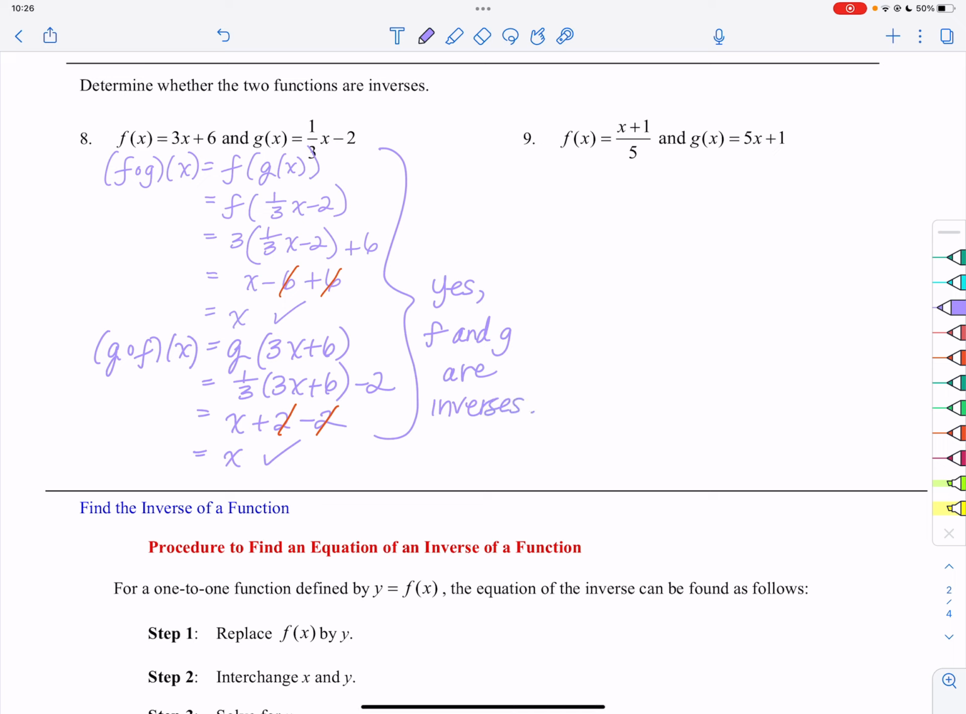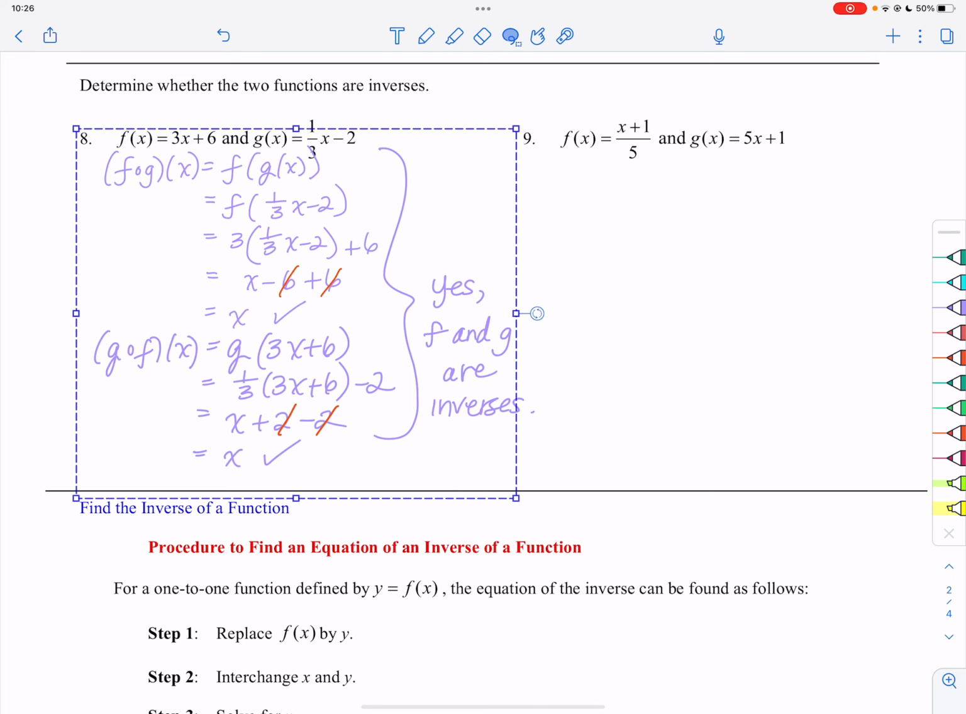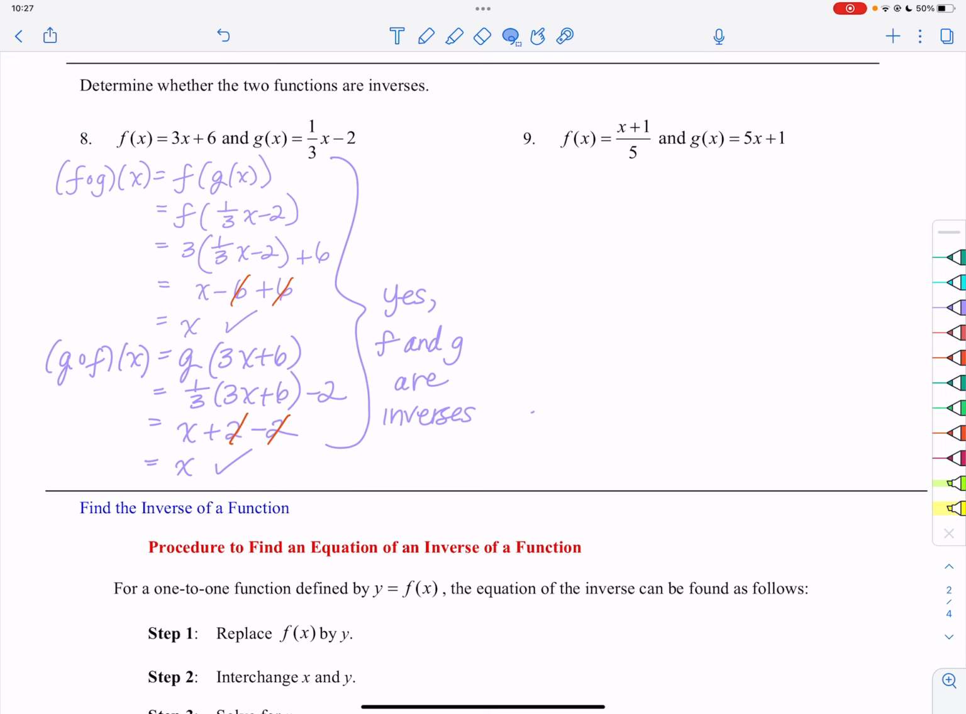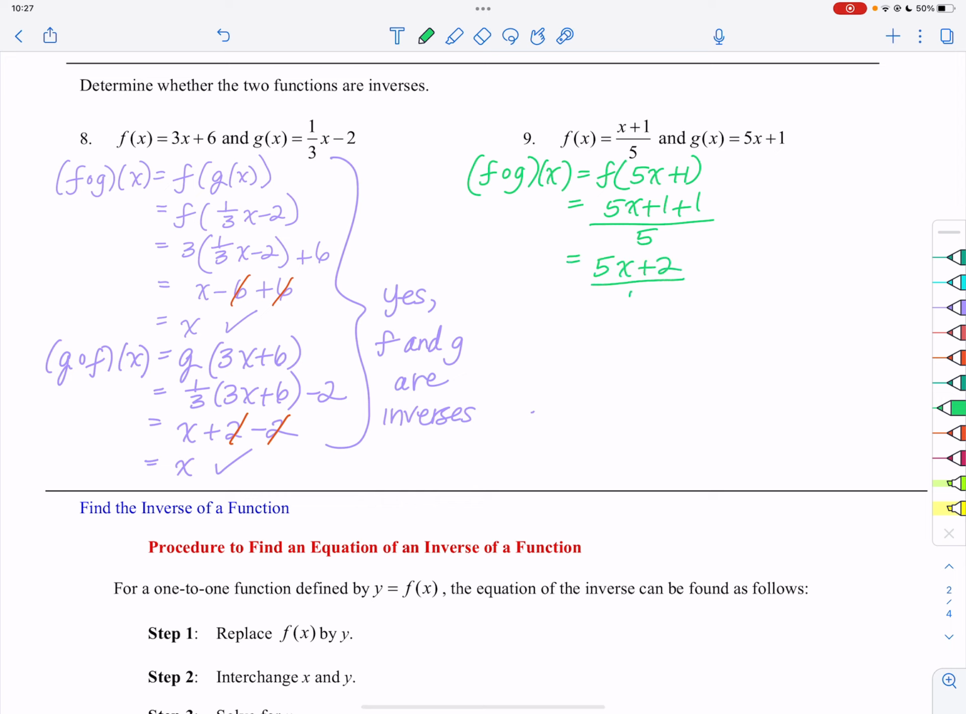Okay, looking at number 9. We have f and g given. We'll try f composed with g of x, and that's f of 5x plus 1, and that's 5x plus 1 plus 1 divided by 5, and we get 5x plus 2 over 5. And that's definitely not equal to x.